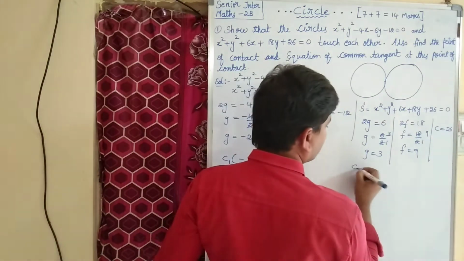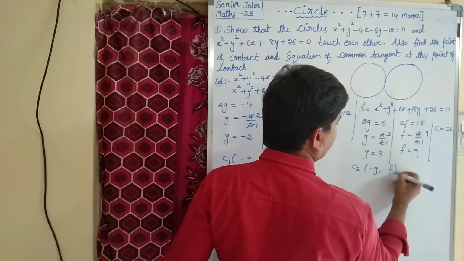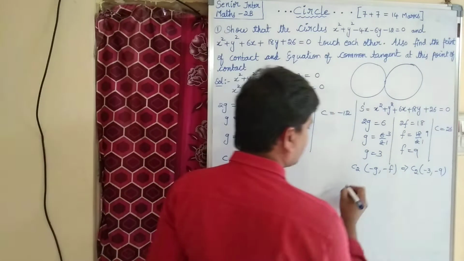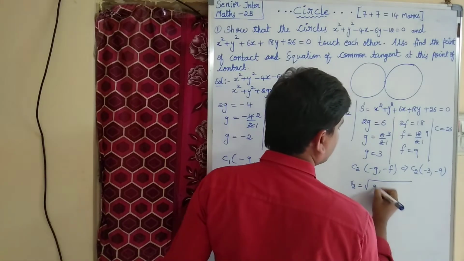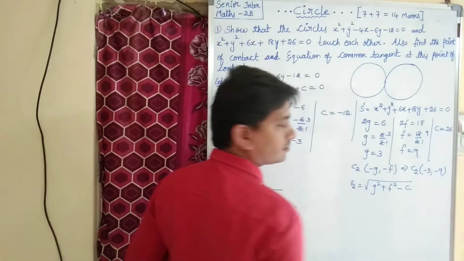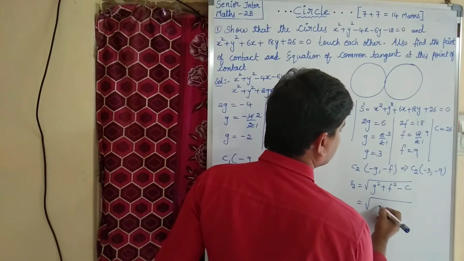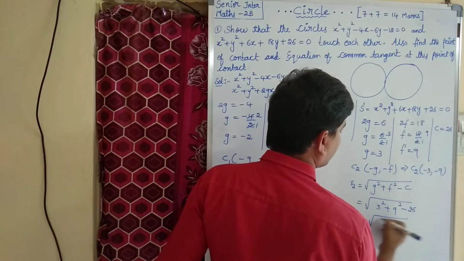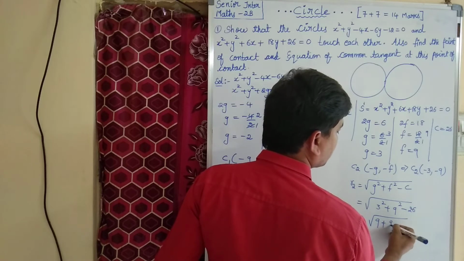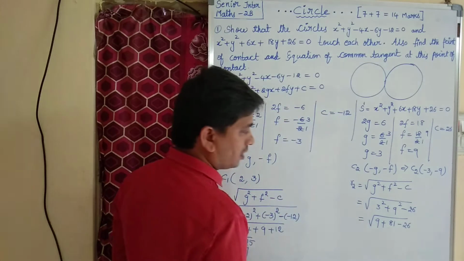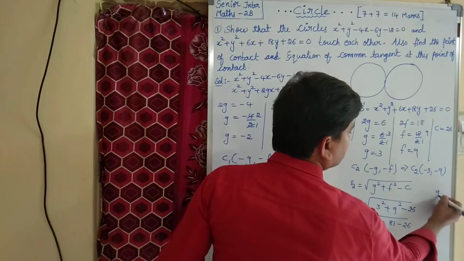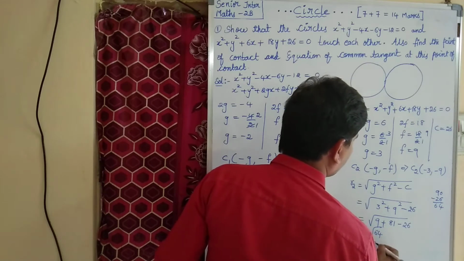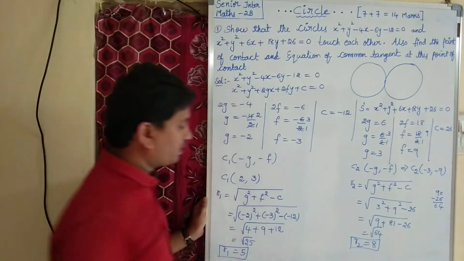Okay. Second circle center C2 we call it as minus g comma minus f, that is C2 is minus 3 comma minus 9. So let us find radius. We call it as R2. Formula is root of g square plus f square minus c. The value of g is 3 square, f value 9 square minus 26. 3 square is 9, 9 square is 81 minus 26. 81 plus 9 is 90, 90 minus 26. 10 minus 6 is 4, 8 minus 2 is 6. Root over 64. Root 64 is 8. So radius R2 is how much? 8.